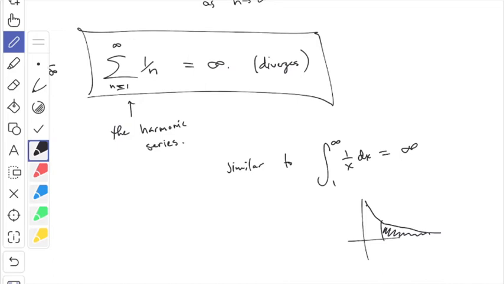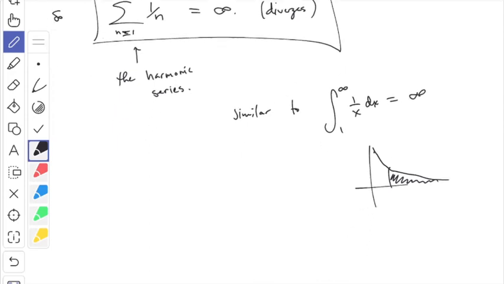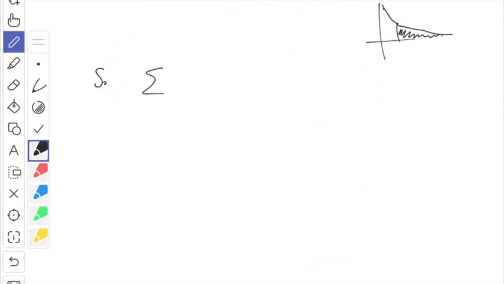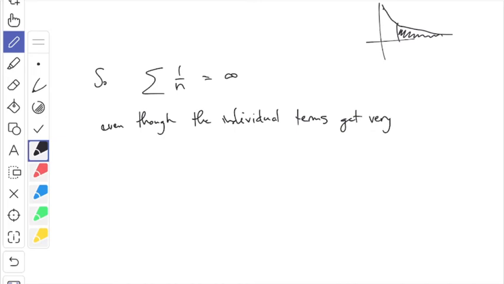Something, in my opinion, especially weird about the harmonic series, let me just say again, the sum of 1 over n equals infinity. Even though the individual terms get very small, right? The individual terms are 1 over n. Individually, they approach 0 as n gets very large. Even though the individual terms get very small, their sum is still infinite.